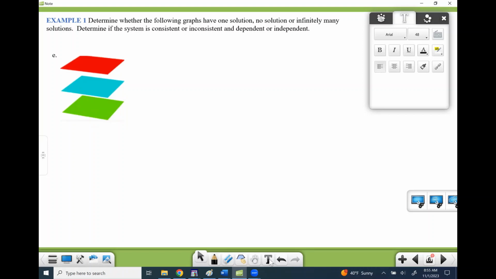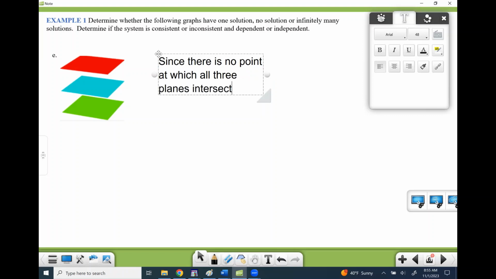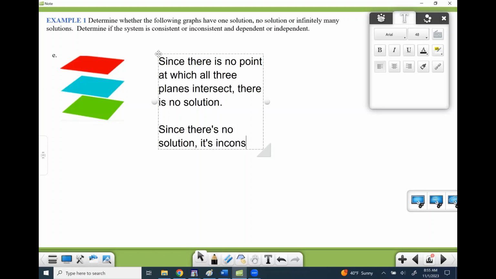Okay, well, there's definitely no spot where all three planes intersect, right? So there is no solution. They're all parallel, so they're never going to touch, right? Okay, so no solution sounds inconsistent, right?